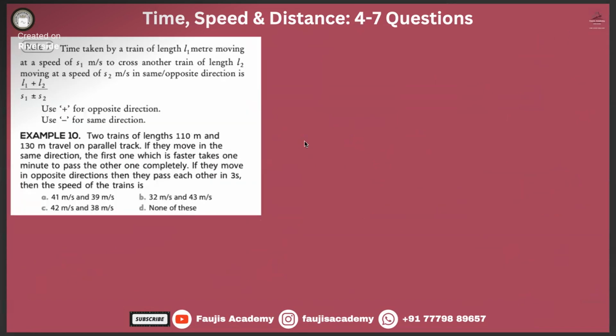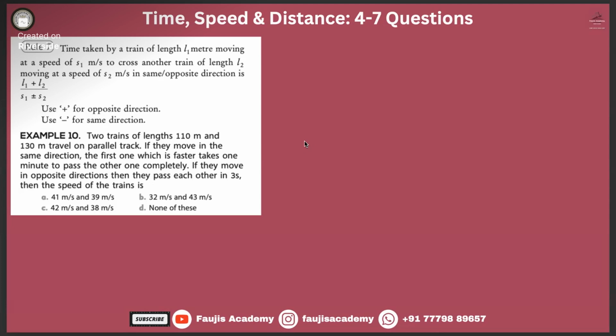Okay. So the time taken by a train of length L1 meter moving at the speed of S1 to cross another train of length L2 moving at the speed of S2, in the same or opposite direction, is L1 plus L2 divided by S1 plus or minus S2.